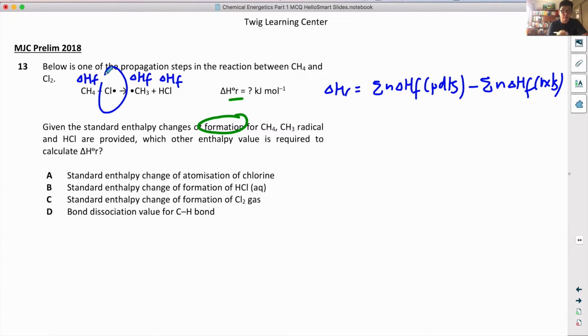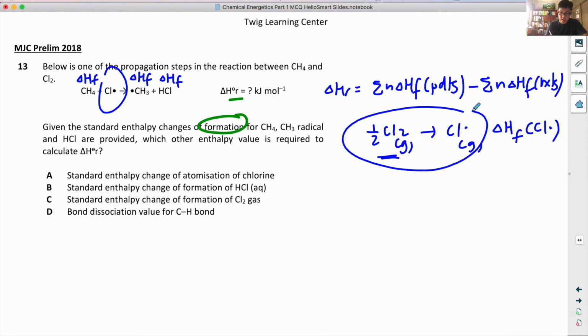This Cl radical is actually a Cl atom. So what we need is this formation of Cl atom. This is actually formation of Cl radical. If you look at it carefully, you realize that this equation is the same as atomization of chlorine. So atomization of chlorine is the same as formation of Cl radical. Are you with me? So definitely the answer has to be A. Let's move on to the next one.